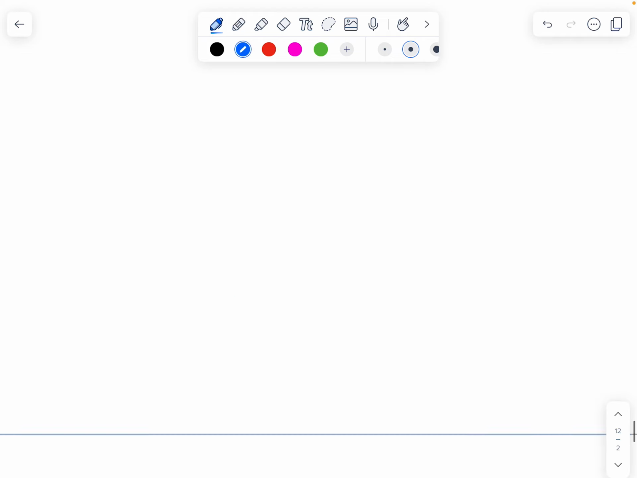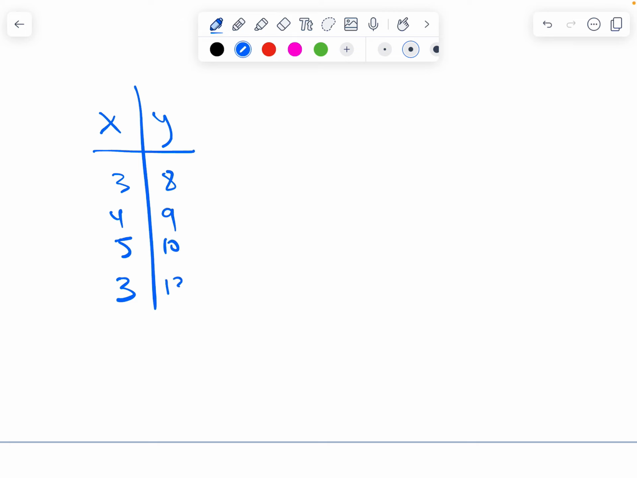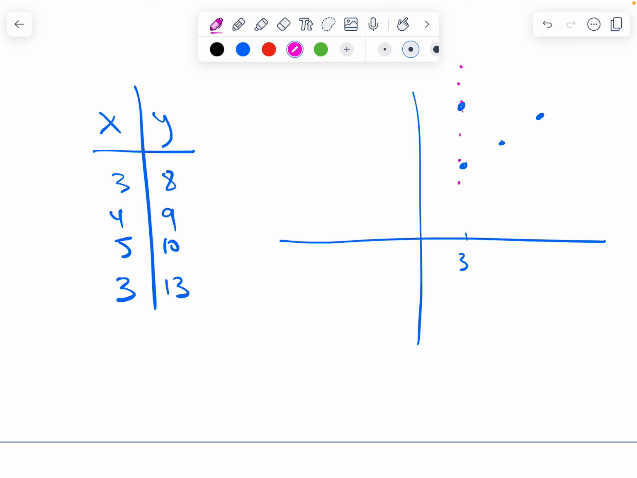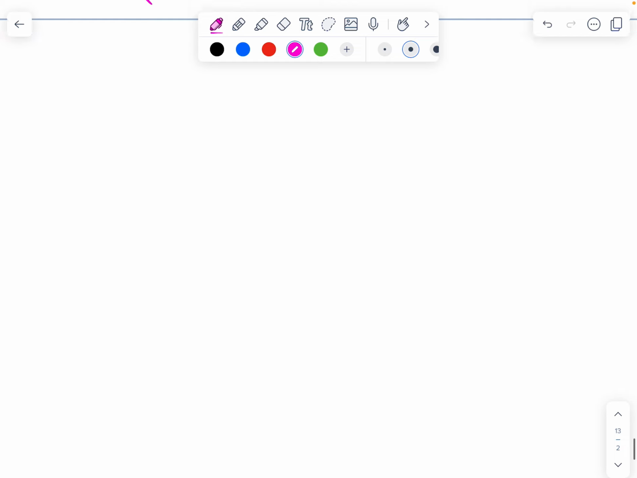Okay, now let's move along. Number 5 on the study guide says, when you look at a table, how do you know if it's a function or not? So I have x and y. If this is 3, 4, 5, 3, and this is 8, 9, 10, and this is 13, this would not be a function. The reason is that 3 gives you 8, 4 gives you 9, 5 gives you 10, but 3 also gives you 13. So a single x value, namely 3, is giving you 2 different and conflicting y values. So on your study guide at number 5, when looking at a table, how do you know if it's a function? It is not a function if there are repeated x values. Repeated x values means not a function. You can have repeated y values, but it's repeated x values that are the problem.